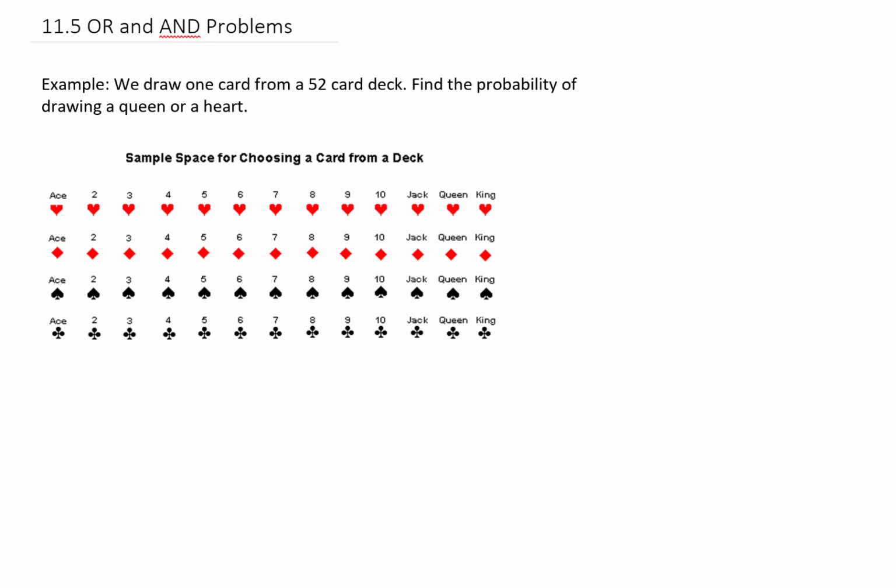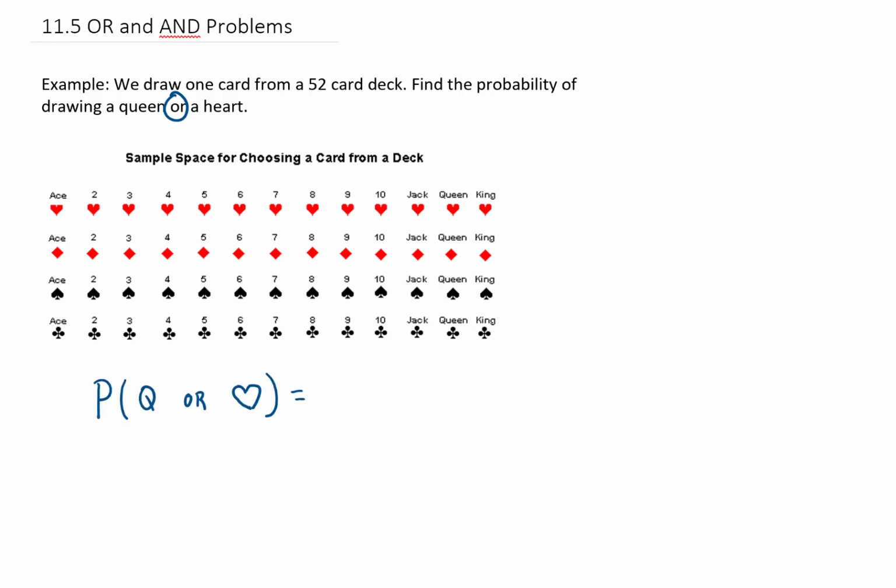In this section, we're going to do some probability problems that we call OR problems and AND problems. Let's start with an example. We draw one card from a 52 card deck. We want to find the probability of drawing a queen or drawing a heart. So this is going to be what we call an OR problem. We want to find the probability of drawing a queen or a heart.